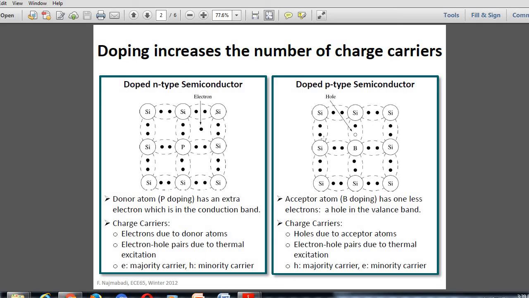Here you see boron is a trivalent atom, that means it has only 3 valence electrons. But for bonding with silicon we need 4 valence electrons. So by adding the boron impurity to the silicon, we get 1 extra hole. That means for 1 boron atom we get 1 positive ion. Thus, adding a large number of boron atoms, we get a large number of positive ions. In this way, in the p-type semiconductor, the holes are the majority charge carriers and electrons are the minority charge carriers.